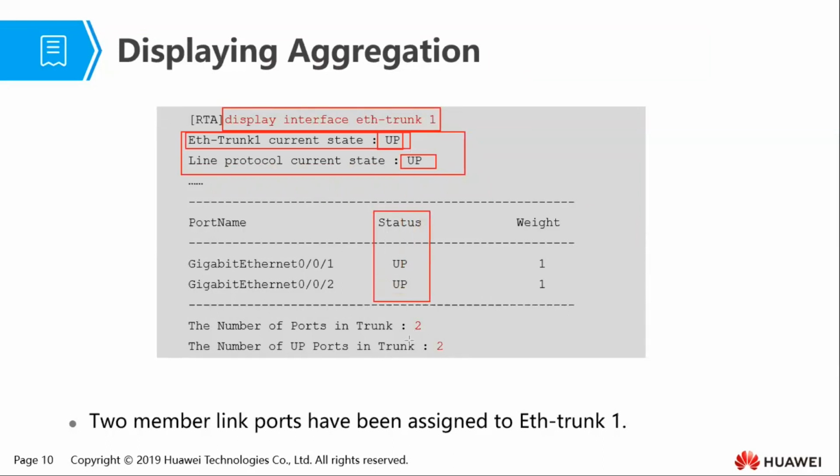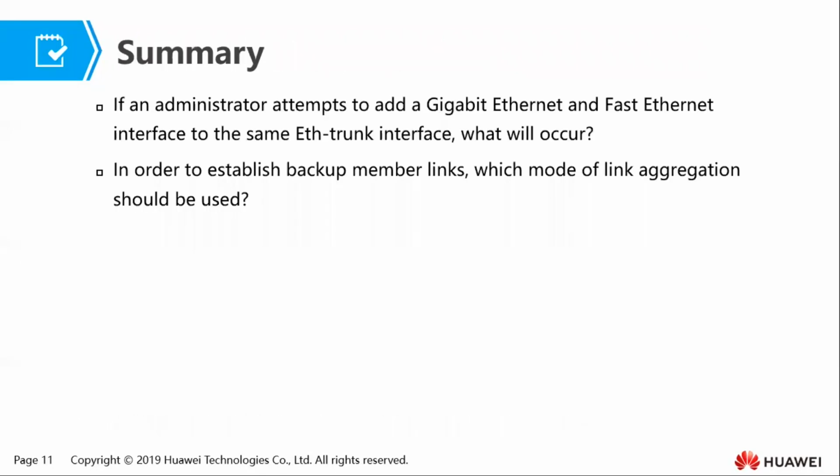Then here, it will be up if all the physical interfaces that have been added, their status are up. So here we've added these two interfaces and their status are up. So if the status of one of them is down, then the physical status of the Ethernet trunk will go to down. I hope you'll see that when you'll be doing the lab. And that is it about link aggregation.